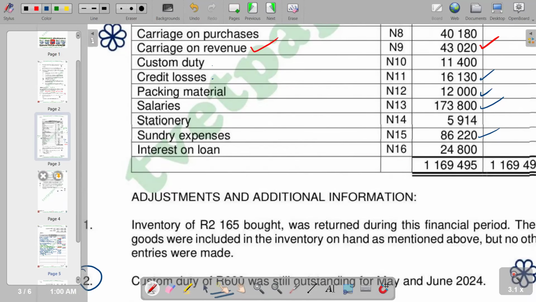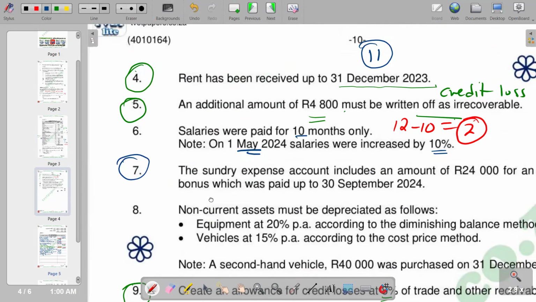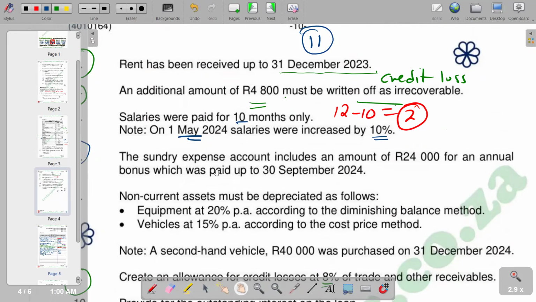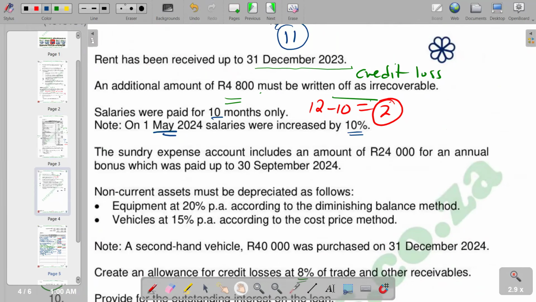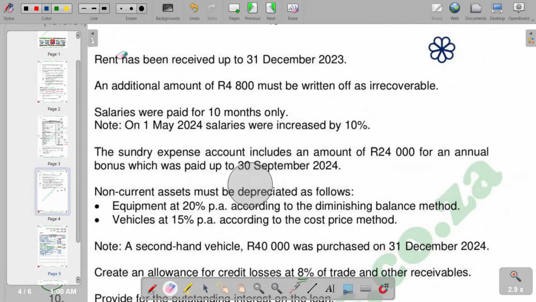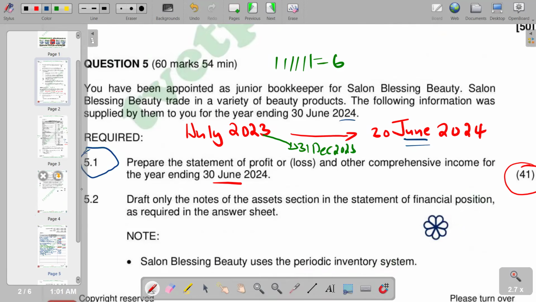We come to number 7. It reads the sundry expense account includes an amount of 24,000 for the annual bonus which was paid up to September 2024. So this is an adjustment that we need to do. This sundry expense has got an annual payment that was made up to 30 September 2024. So we count the number of months that are outside our financial period. Remember, our financial period is ending 30 June. So we are saying the months after June to September are outside of the financial period.